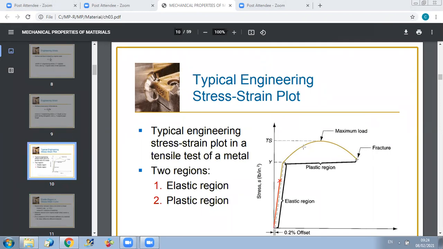On the other hand, if I reach the plastic region, it will not return back to its initial state. It will return to a certain state with a permanent deformation. We say that if we reach the plastic region, we will have permanent deformation. We can not get back anymore to the initial state.